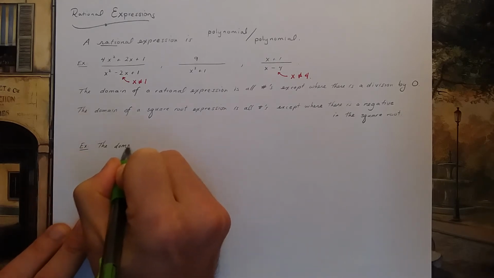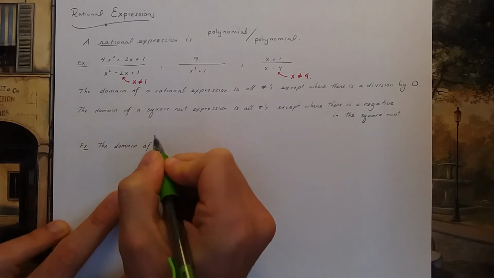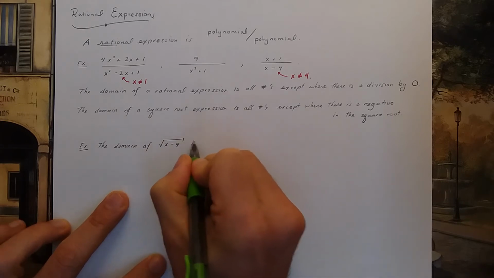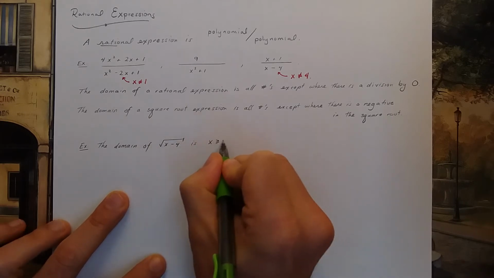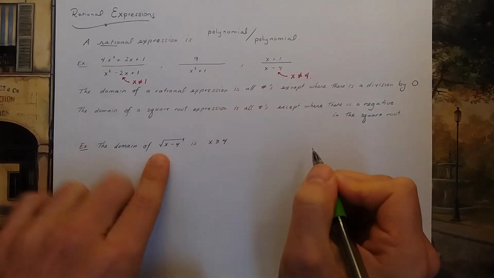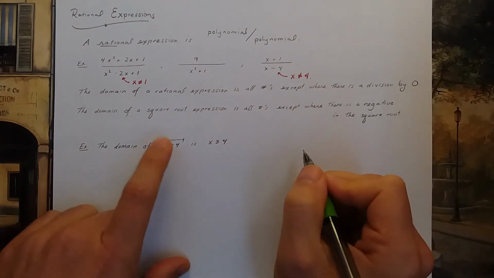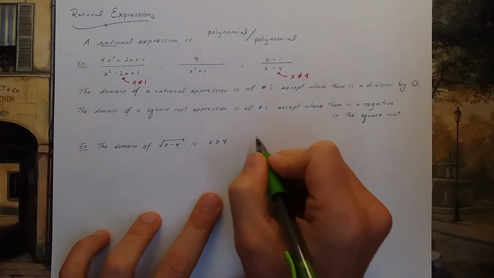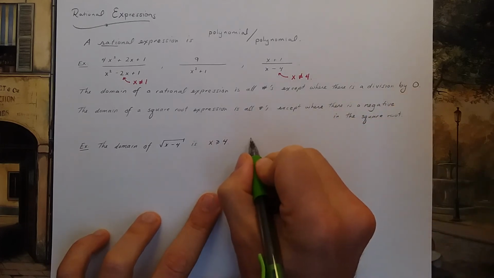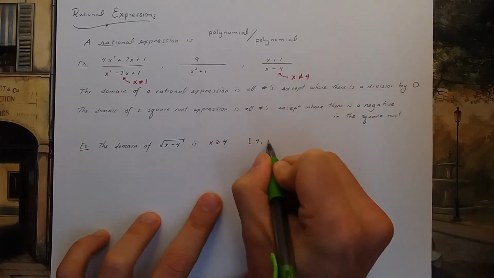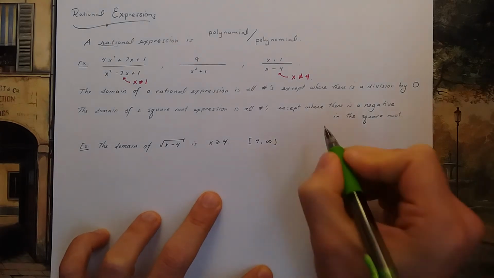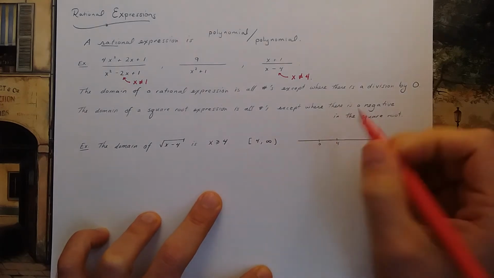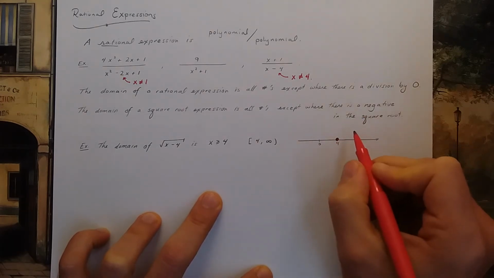So the domain of the square root of x minus 4 is all values x that are bigger than or equal to 4. I don't want to stick in 3 or something smaller than that, because then I'd get a negative in a square root. Another way to denote this is the interval 4 to infinity. On the number line, you have 0, 4. My domain is any number 4 or bigger.